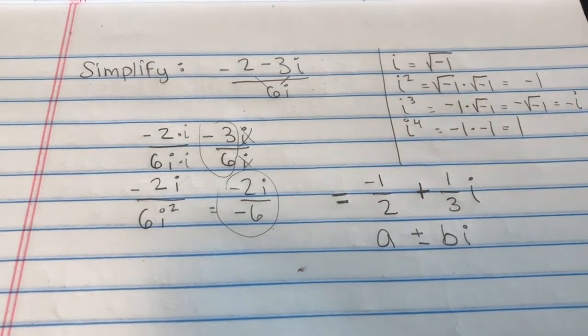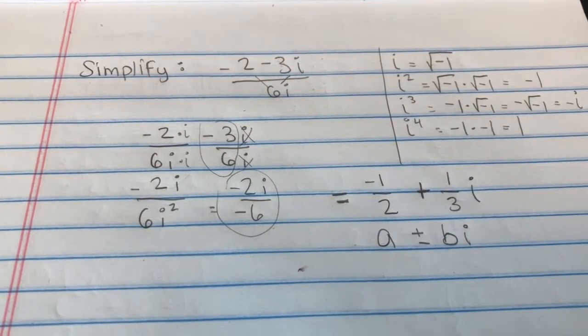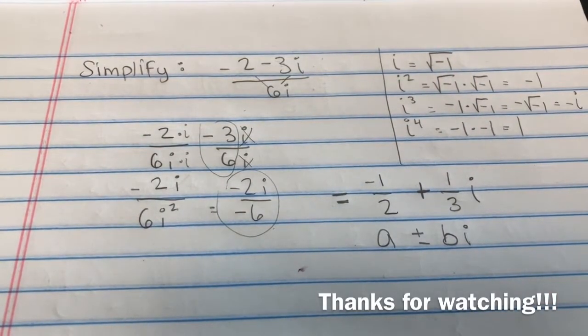All right, so hopefully this helps with Algebra 2. I know a lot of you are working on it. It's called an imaginary number, because you can't really take the square root of a negative number, so we call it i.